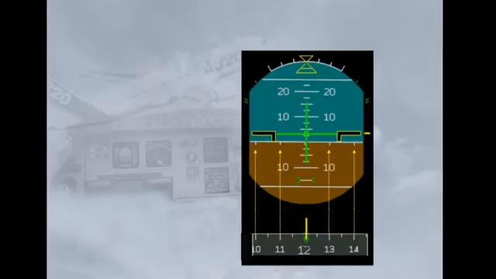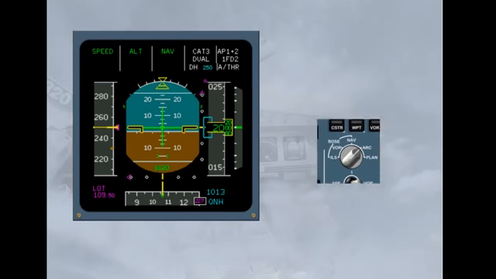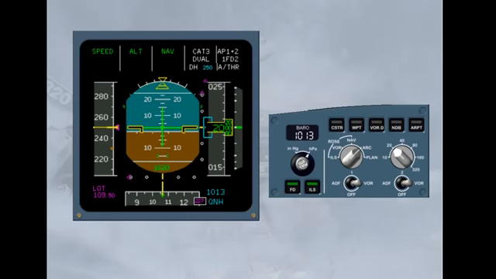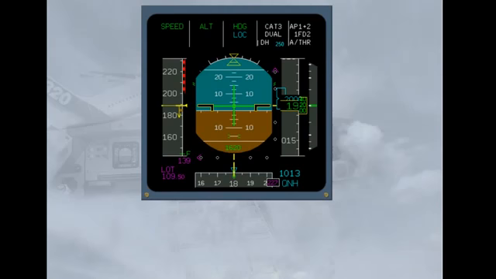Now let's look at how ILS information is displayed, and in particular, concentrate on the compass scale. The ILS push button on the EFIS control panel enables the pilots to switch on an ILS display. On the bottom left corner of the PFD appears ILS identification, ILS frequency, and sometimes distance if the ILS has a DME.